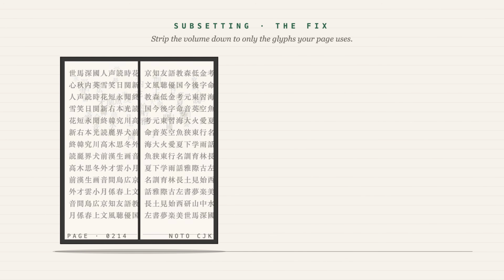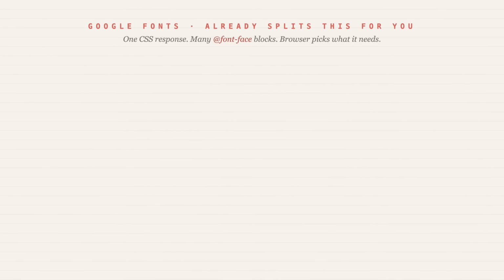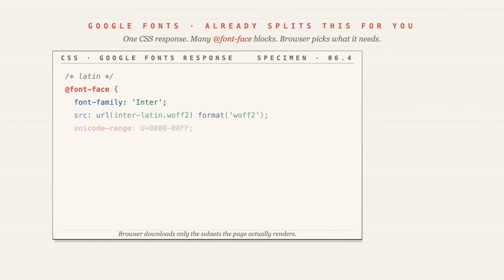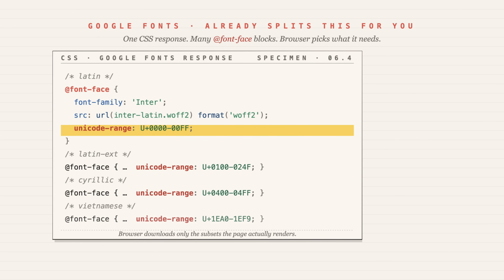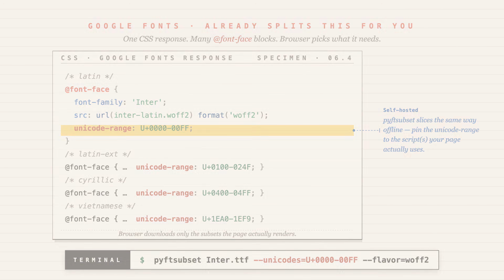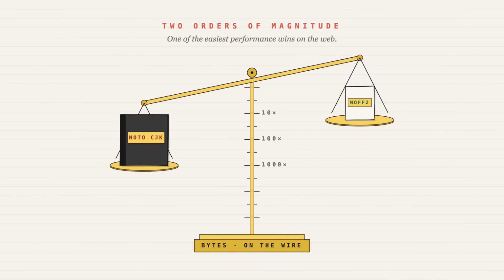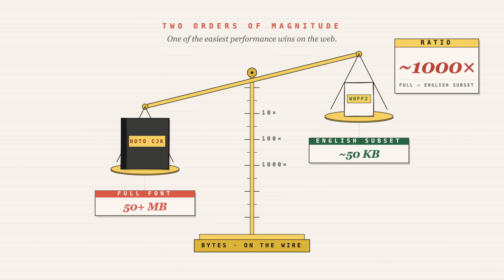Subsetting fixes this. Strip the font down to only the glyphs your page uses. Google Fonts does this for you automatically. Their CSS ships fonts pre-split by unicode-range, Latin, Latin extended, Cyrillic, Vietnamese, and so on, and the browser only downloads the subsets it needs. For self-hosted fonts, tools like pyftsubset let you do the same thing offline. A typical English subset is 1 to 2 orders of magnitude smaller than the full font. This is one of the easiest performance wins on the web. Still, most sites don't bother.